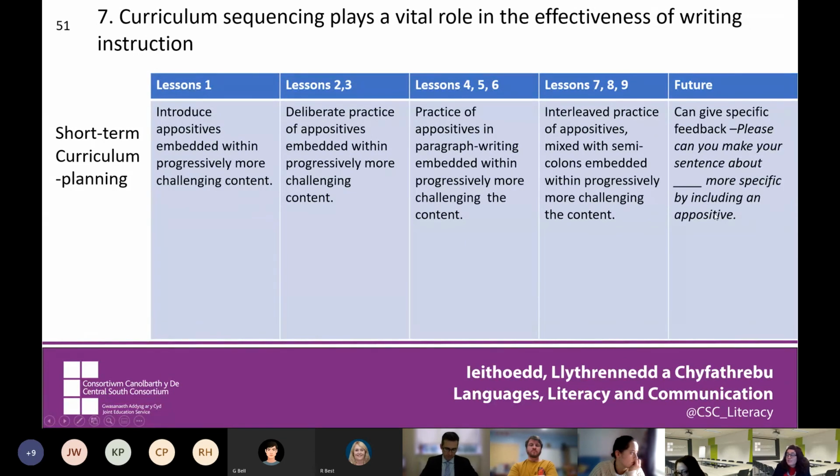And the benefit of this part here is that you should be able to give them really precise feedback, such as, please can you make your sentence about the Romans more specific by adding an appositive. Overall, the practice must span a number of lessons and requires pupils to see variations of examples.